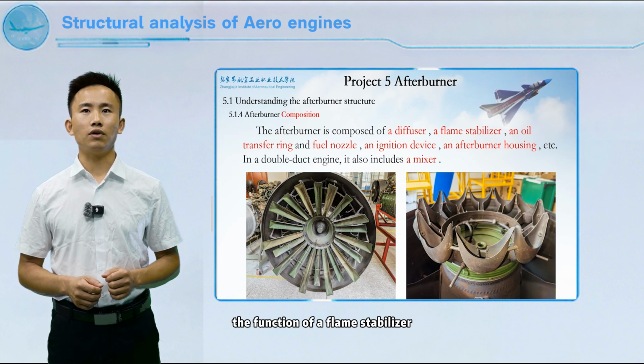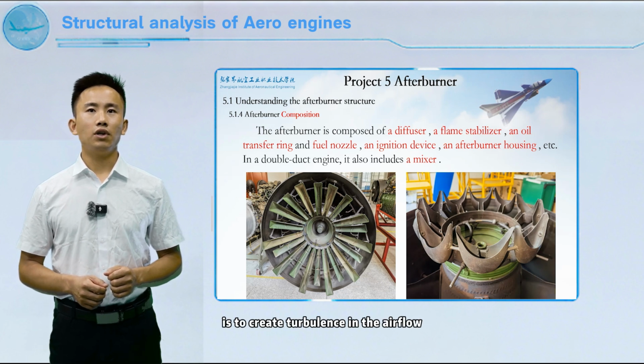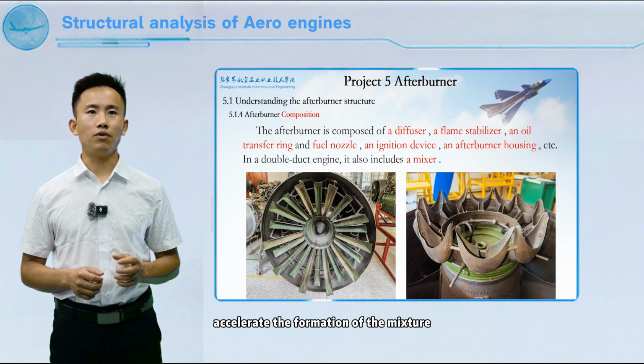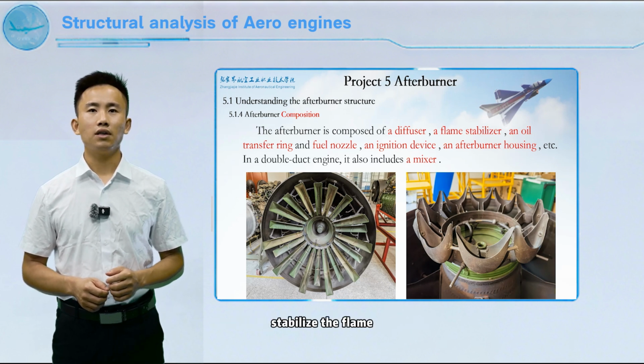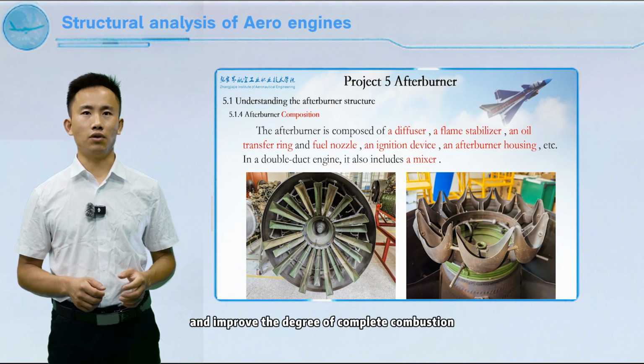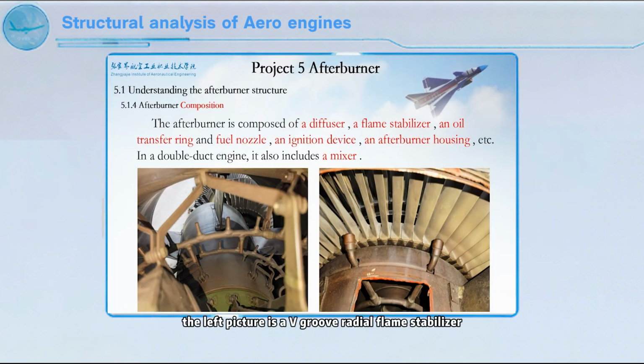The function of a flame stabilizer is to create turbulence in the airflow, form a recirculation zone, accelerate the formation of the mixture, strengthen the combustion process, stabilize the flame, and improve the degree of complete combustion. The left picture is a V-groove radial flame stabilizer, and the right picture is a dune vortex flame stabilizer.